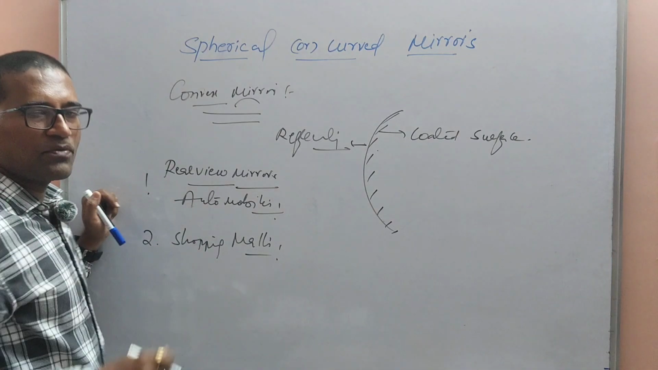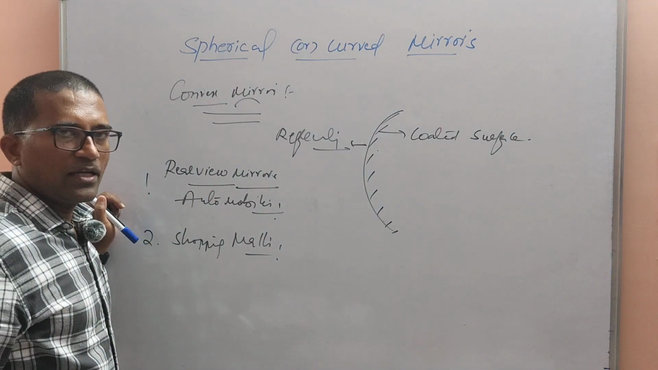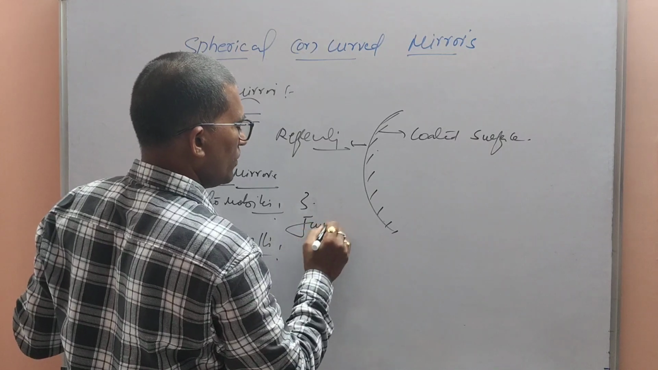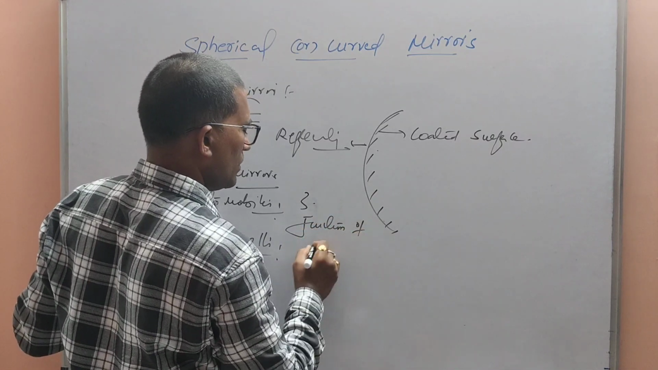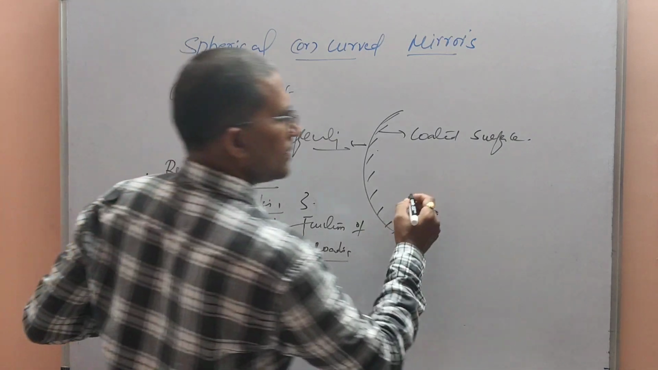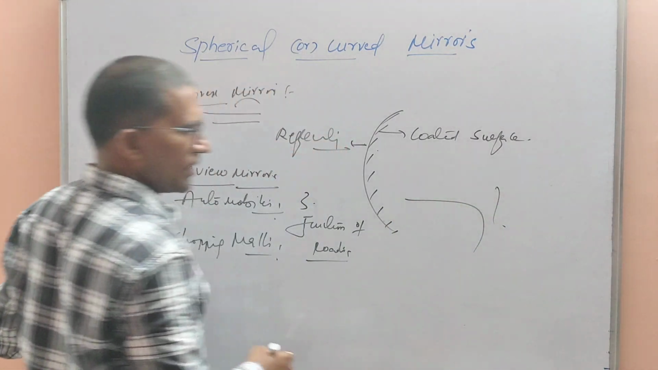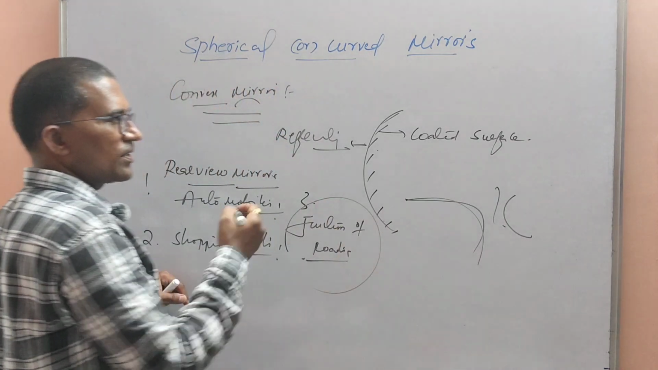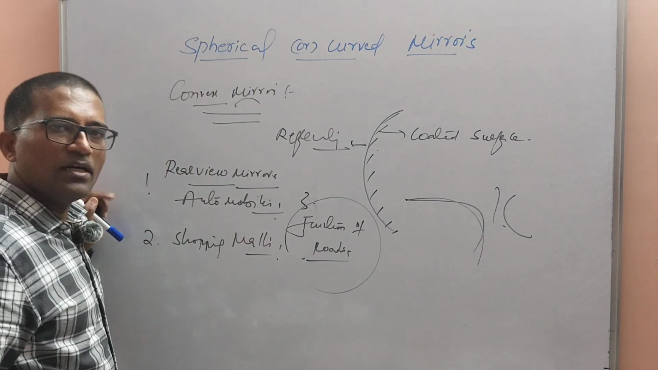Now we are having a provision of CC cameras. Next, these are also used at a junction of roads, at junctions, at curvature points. Whenever you take a U-turn, at a U-turn, they used to keep these convex mirrors.